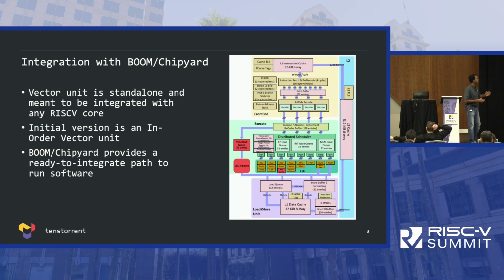The picture on the right shows a very simple top-level diagram of how we integrated it. We take the decoded instruction and write it into the issue queue. The vector pipeline is something I talked about in the previous slides. There is a vector config space. We have a single load store that the vector unit supports, and it gets stitched into the load store unit of the Boom core.